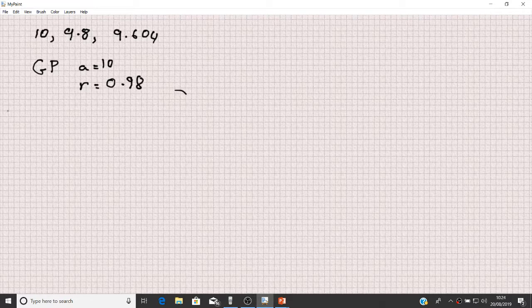Now we're looking for an expression for the nth term. So the nth term can be given as Un equals A times 0.98 to the power of n minus 1. Now that is sufficient as an expression for Un. It could be simplified, however in this case we'll just leave it as it is. That's part 1, the nth term.